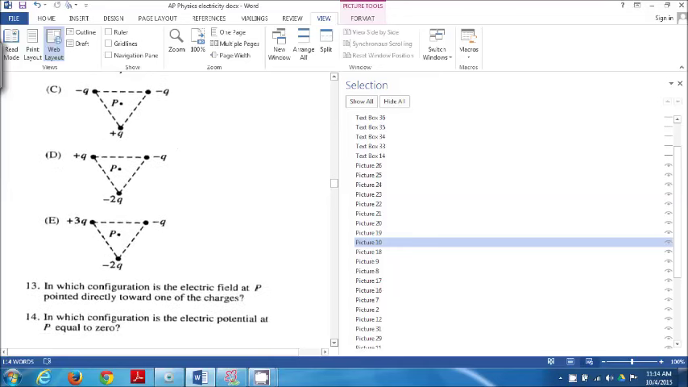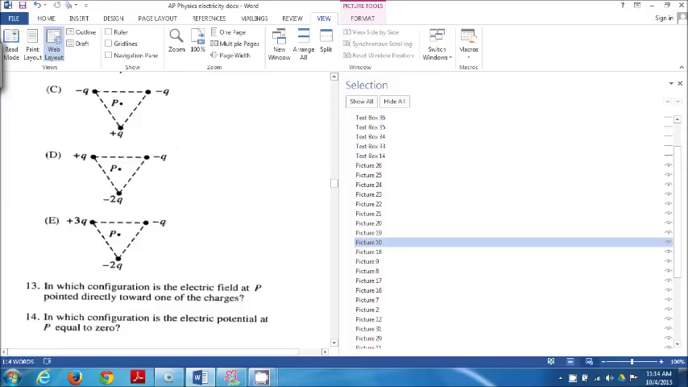In which configuration is electric potential at P equal to 0? So the configuration in which the sum of the charges is 0, because the potential is given by the charge by the distance. So distances are the same. In the numerator you have the charge, in the denominator you have the distance. Distances are common, same. So if the numerators add up to 0, then in that configuration the potential is 0.